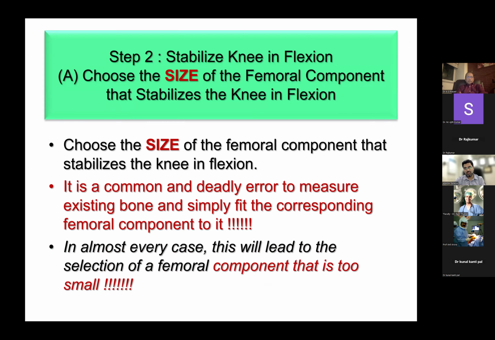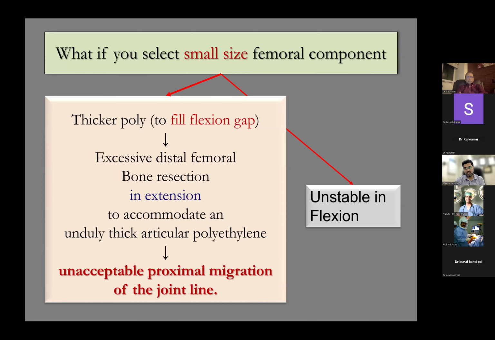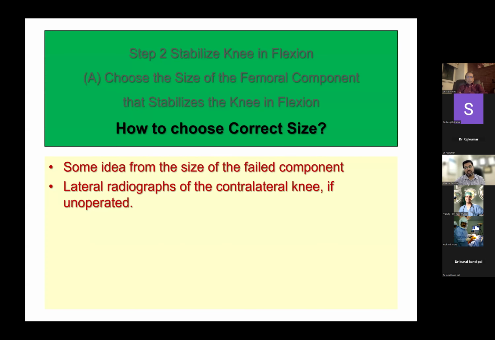And if you put a smaller femoral component and you try to fill up the flexion gap with poly, once you bring it into extension, you're bound to raise the joint line. And if you don't use a thicker poly, you will leave the knee unstable in flexion. So we need a proper size of femoral component. How to choose correct size?